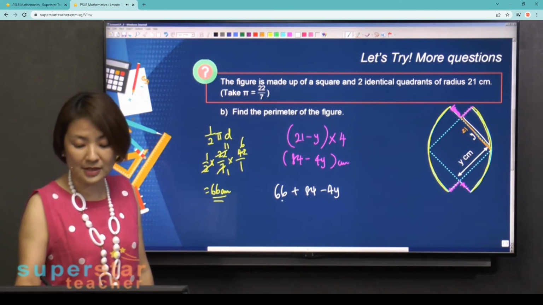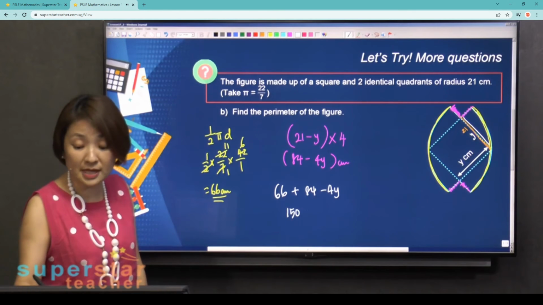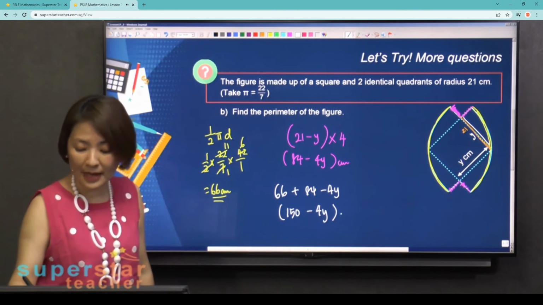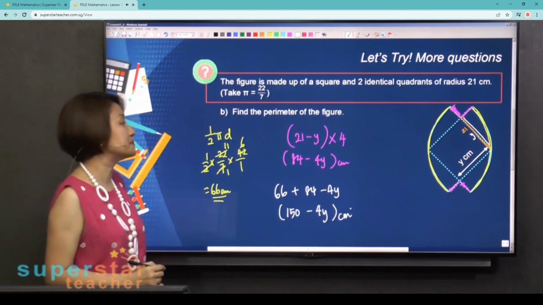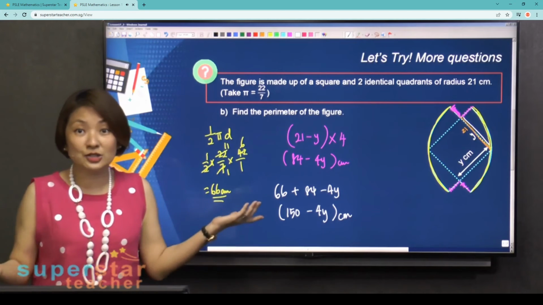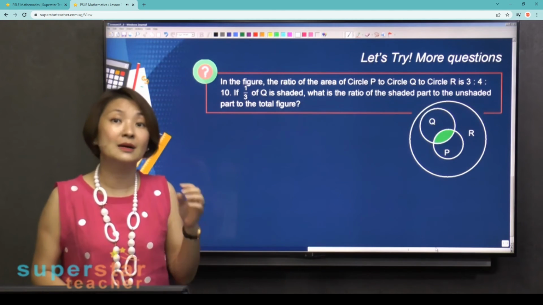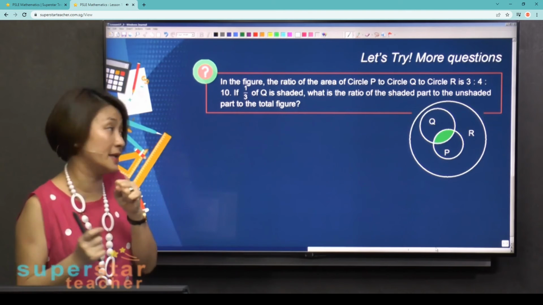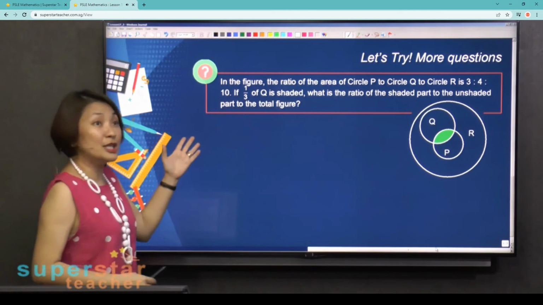Okay, so 66 plus 84 gives me 150 minus 4y. And you will remember from your algebra, you've got to bracket it up and put centimeters. Okay? So it's algebra actually. The calculation is algebra, but of course you have to make use of your formulas for circles to help you. Now, ratio.